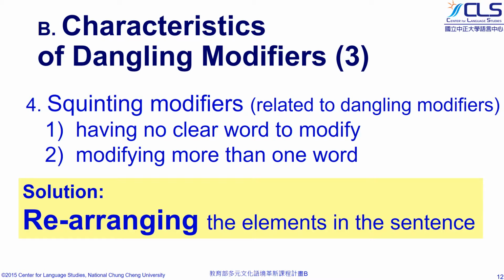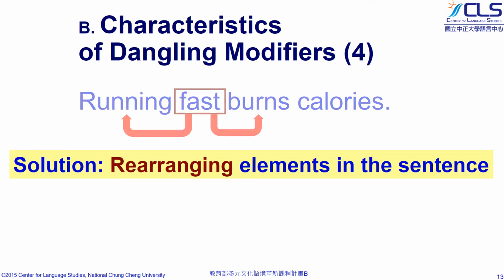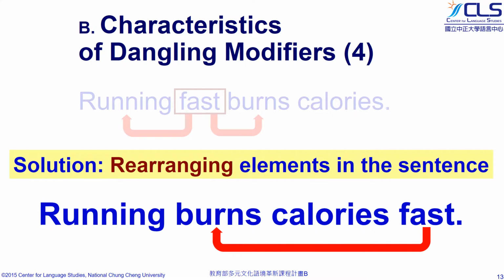Related to dangling modifiers, squinting modifiers occur when the word modified is not clear, or could be more than one word. These problems can usually be solved by rearranging the elements already present in the sentence. For example, running fast burns calories. We're not sure whether fast is modifying running or burns calories. So we change the sentence into running burns calories fast.